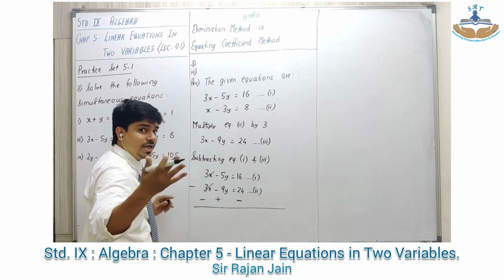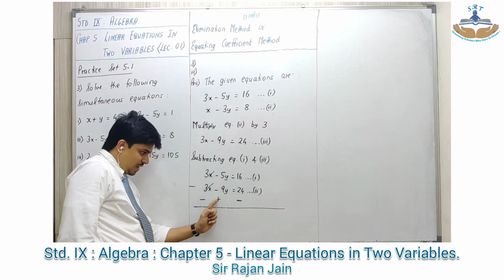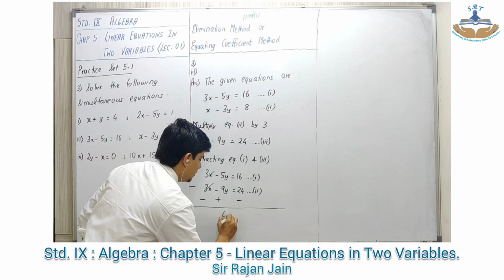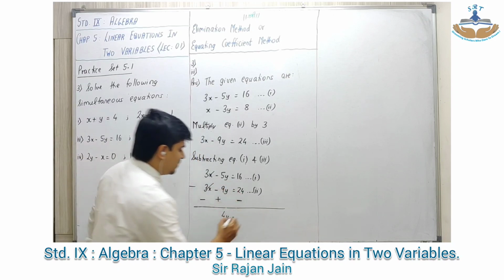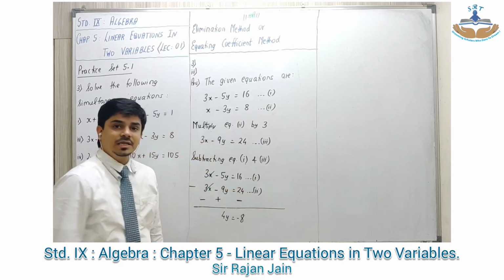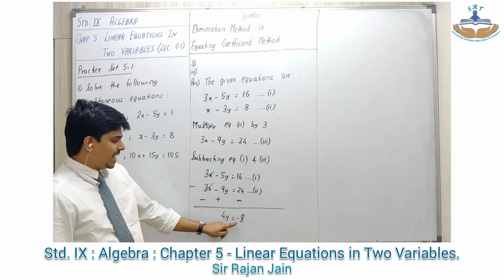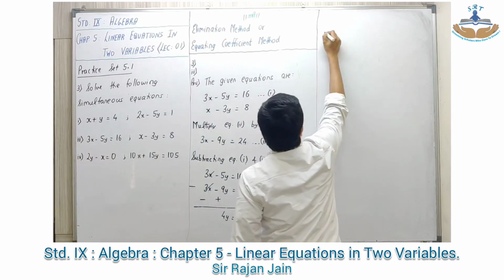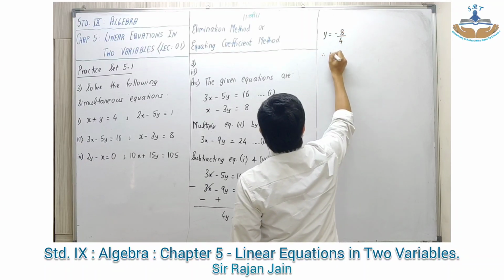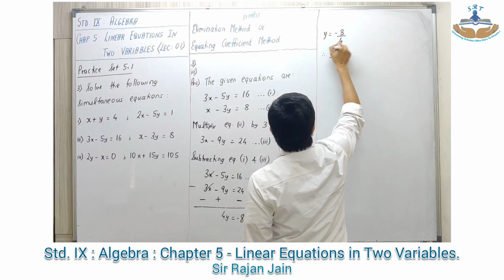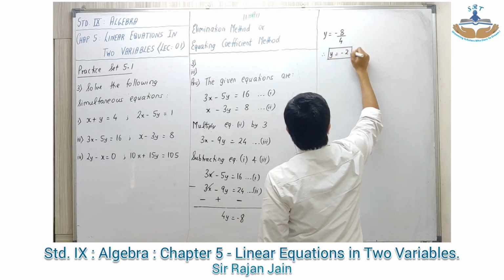Okay? Now look here, minus 5y plus 9y. ये minus से कुछ लेना देना नहीं है अभी. Minus 5y plus 9y, answer will be plus 4y. And over here, 16 minus 24, answer will be minus 8. So you got 4y equal to minus 8. So can I say y will be minus 8 upon 4, y will be equal to minus 2. Put that in a box.